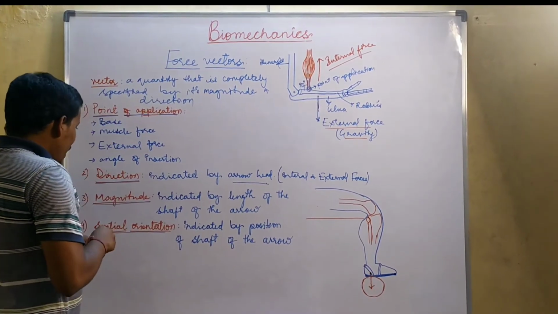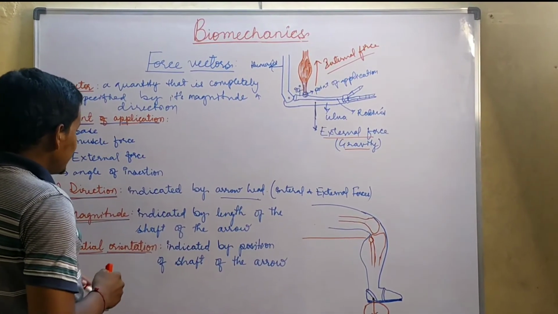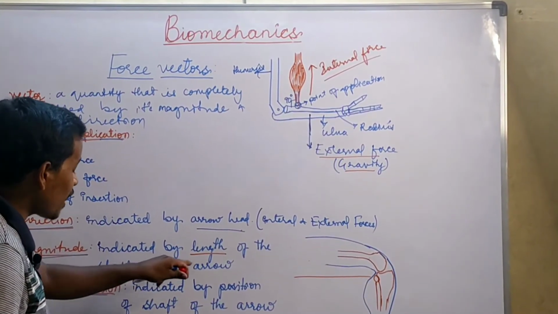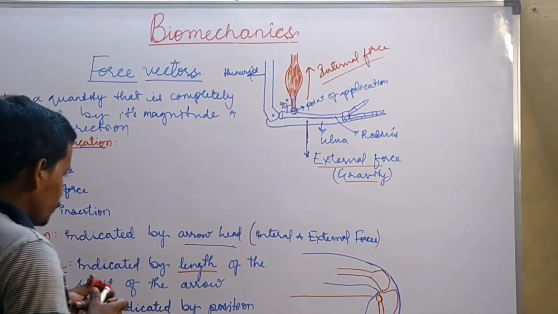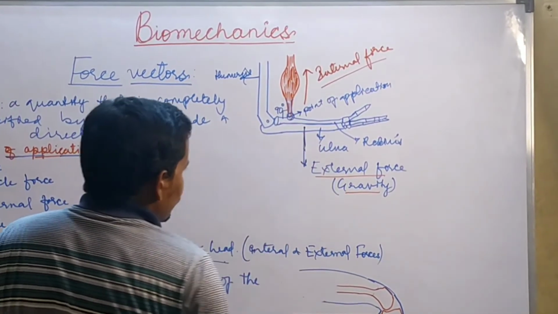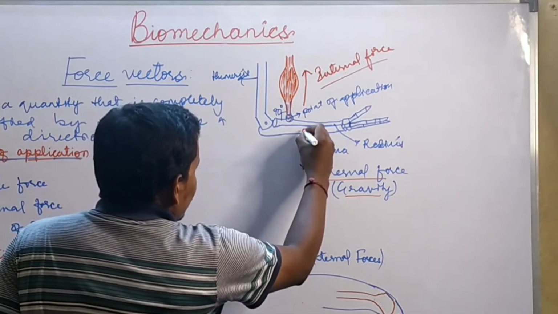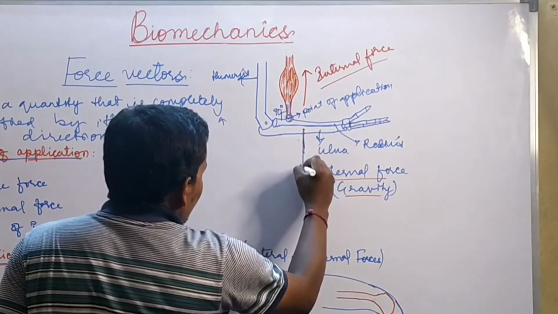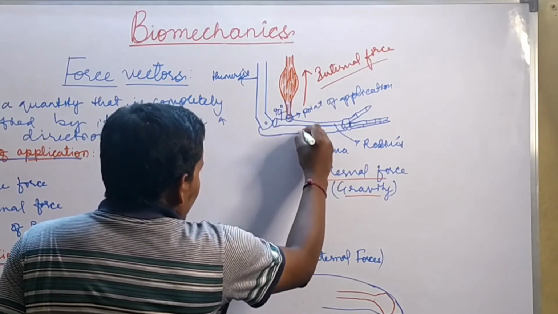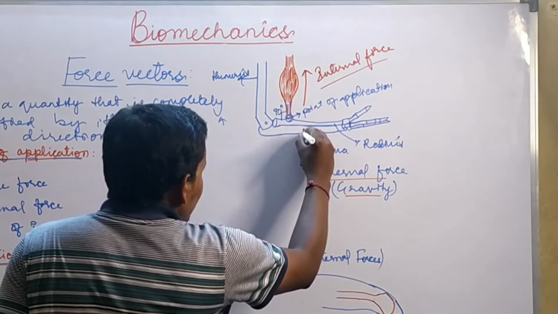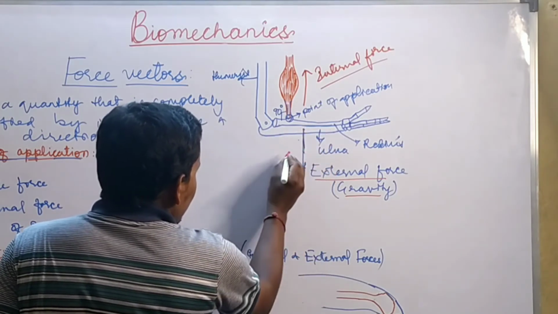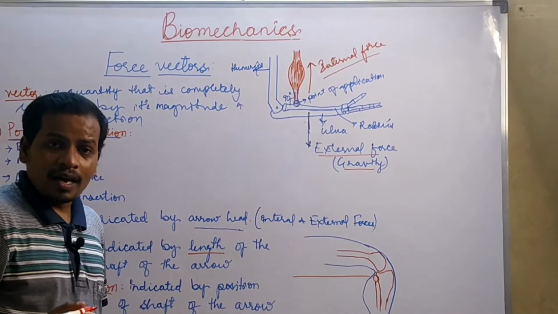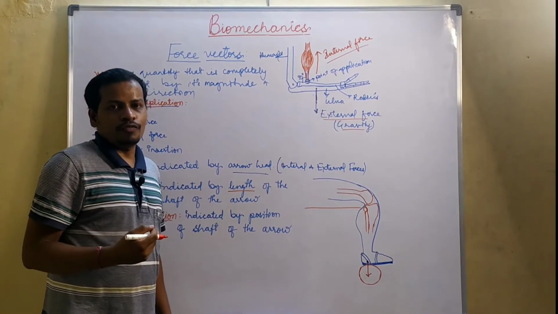Now let us see the magnitude. What is magnitude? It is indicated by the length of the shaft of the arrow of the force vector. Let us take this example. This is the point of application, and this is the shaft. This whole thing from here to the arrowhead is the shaft. The length of this force vector is the magnitude of that force. The greater the length of the force vector or shaft, the greater the magnitude of the force.